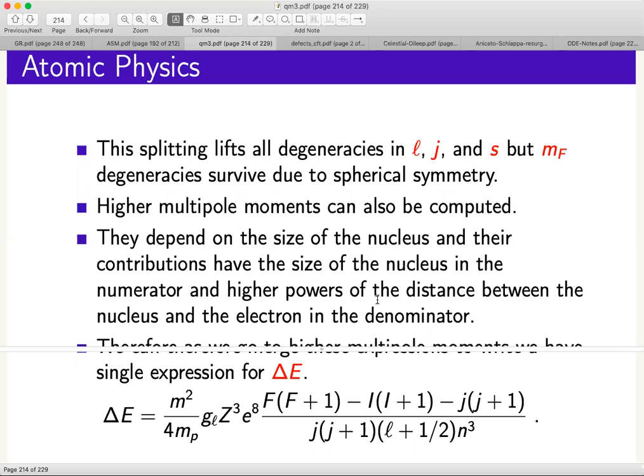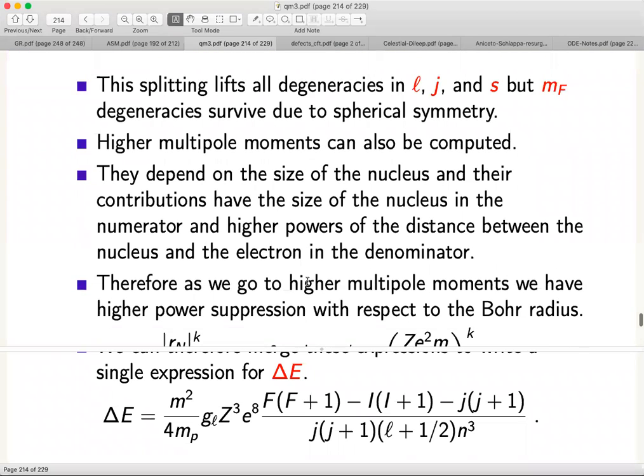If you try to do the same thing for the multipole expansion, you will find that the nuclear size appears in the numerator. For example, for the quadrupolar term, the nuclear size appears in the numerator, and to compensate for that, a higher power of the distance between the nucleus and electron appears in the denominator. Now, that distance is already about 5 orders of magnitude larger than the nuclear size. The nucleus is roughly 10 to the minus 15 meters, whereas atomic size is of the order of 10 to the minus 10 meters. So if you start looking at higher multipole moments, they are going to be highly suppressed.